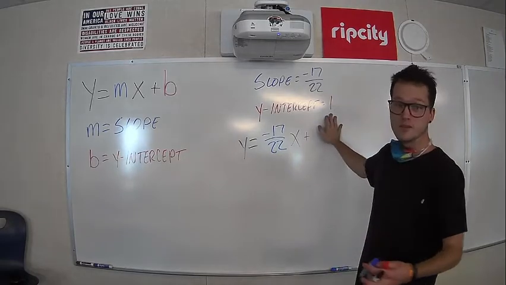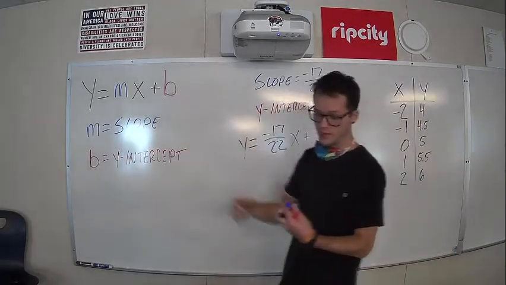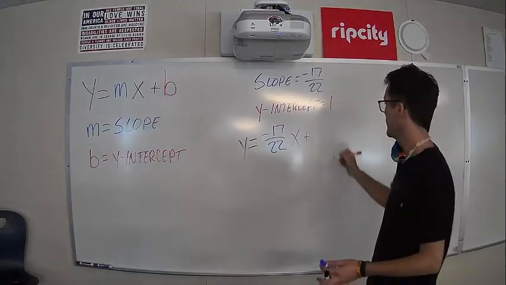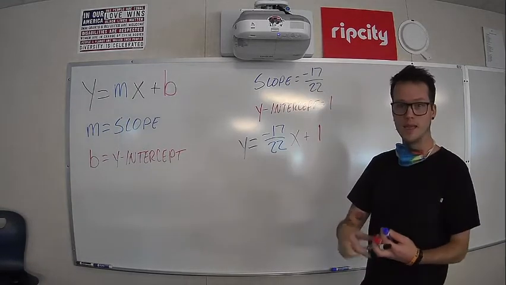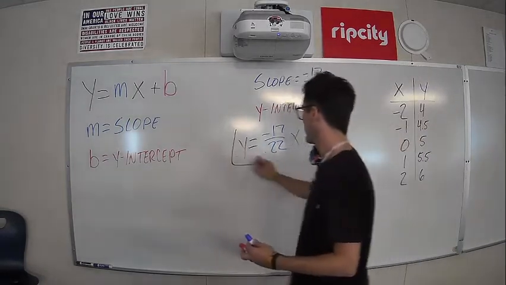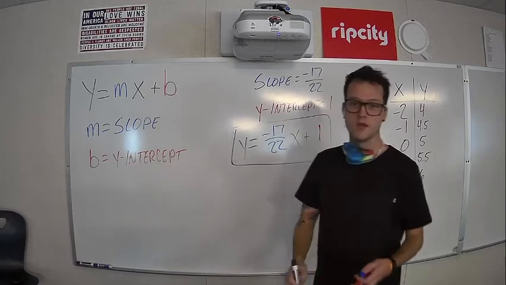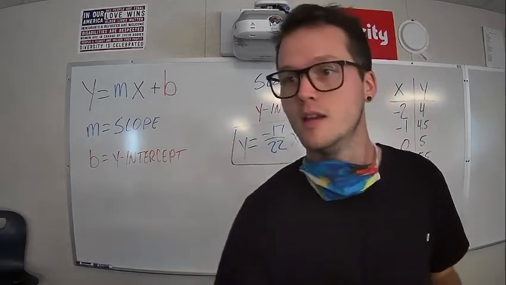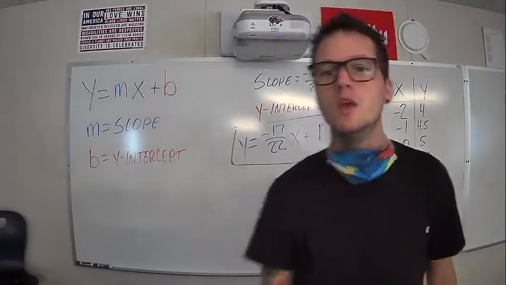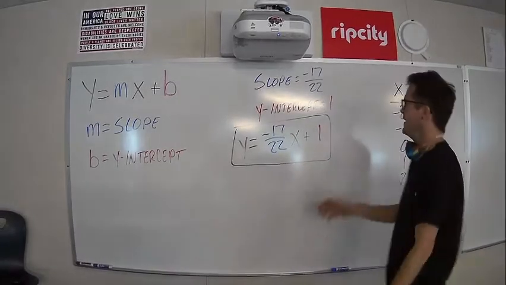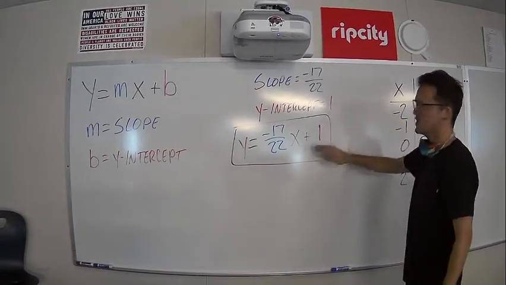Here the y-intercept is 1. And notice here that's the piece that's all by itself on the other side. So we're going to add 1 like this. Go ahead and put a box around it, because you worked hard for that one. Okay, that wasn't so bad. If you're given the slope and the intercept, you just plug in the pieces.